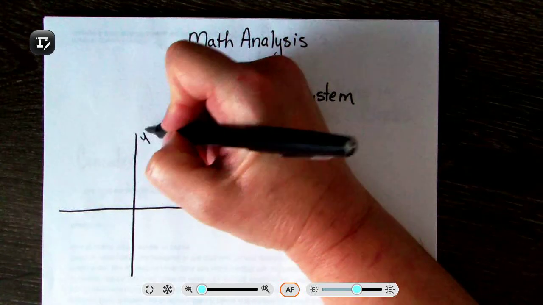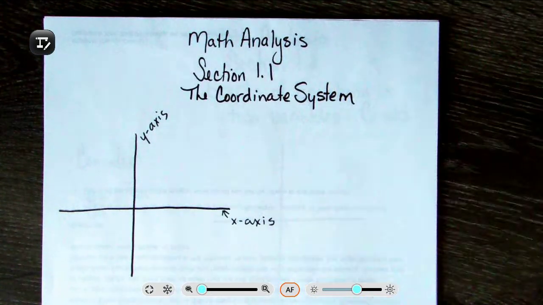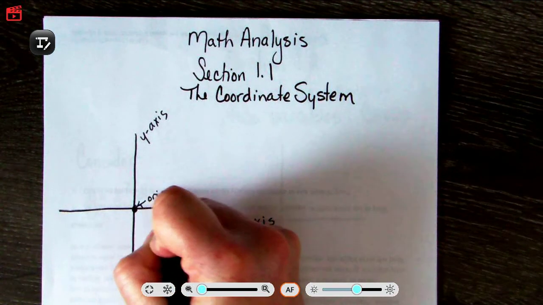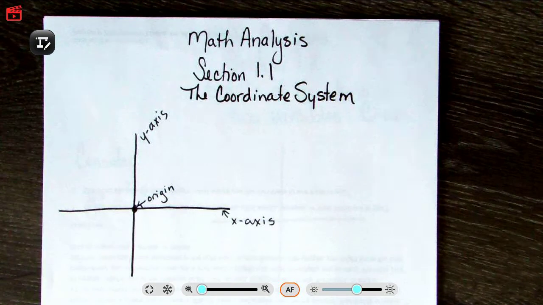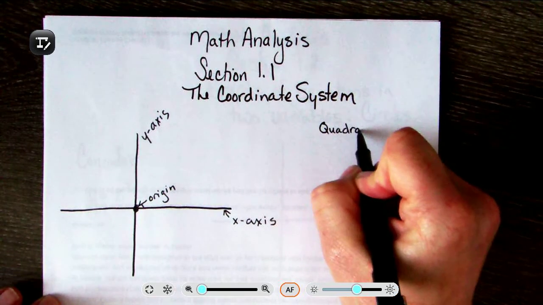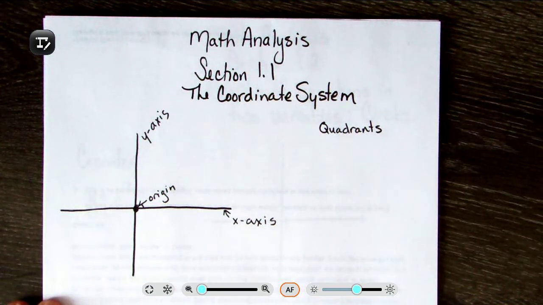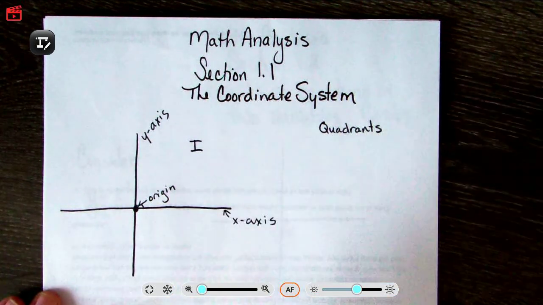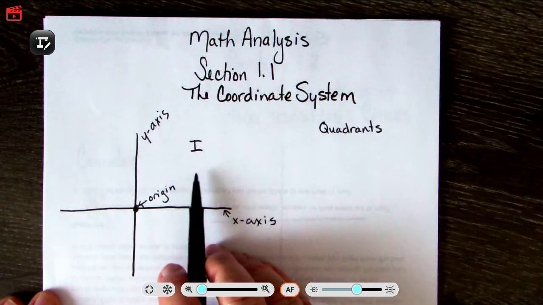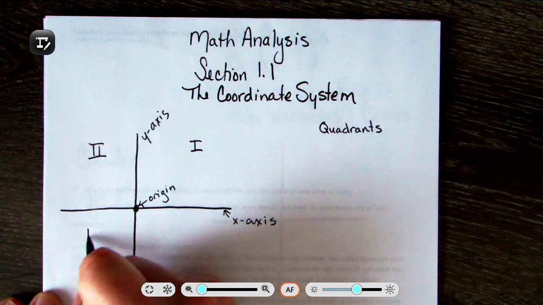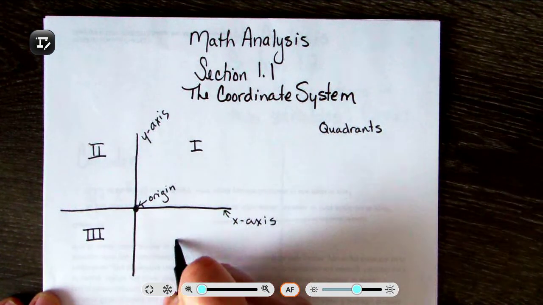This represents your y-axis. The origin is where those two things cross. That is called the origin. And this divides the plane up into 4 regions. These regions are called quadrants. Quadrants, so I'll write that down here. And they are numbered using Roman numerals, and they happen to go counterclockwise. So this is quadrant number 1, quadrant 2, quadrant 3, and quadrant 4.